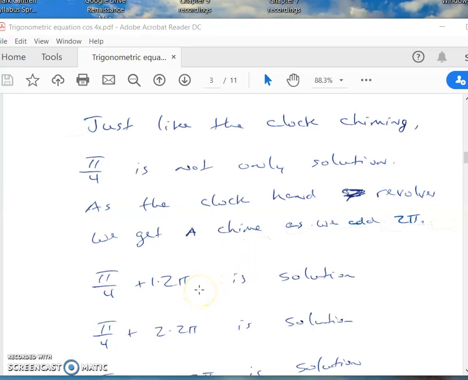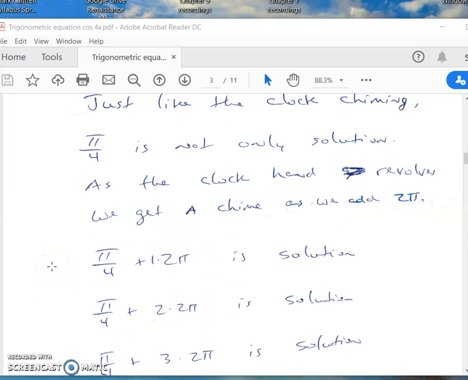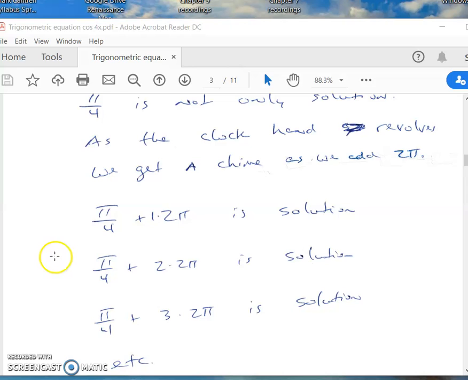Okay? All right. So as I mentioned before, just like the clock chiming, pi over 4 is not the only solution in this family. There's a whole family of solutions. As this clock hand revolves, we're going to get a chime. As this clock hand revolves, we're going to get a solution. So what does it mean to revolve? It means to add 2 pi. So adding 2 pi gives you a revolution.